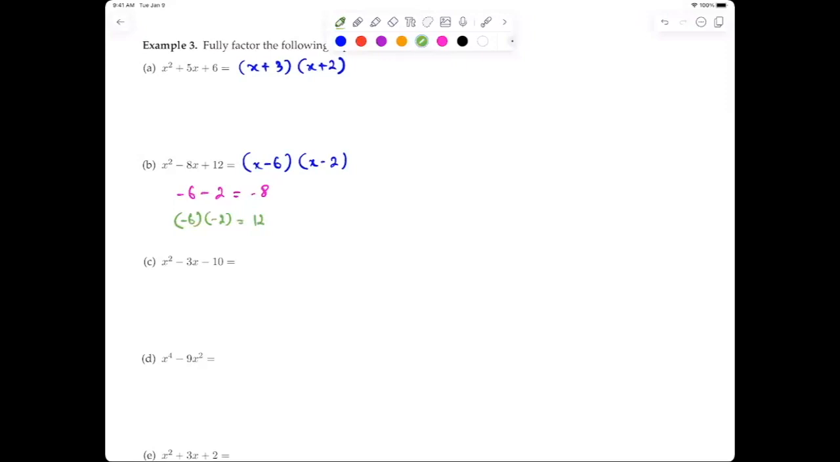C, x squared minus 3x minus 10. Positive 2, negative 5. Positive 2, negative 5. Yes. Good.